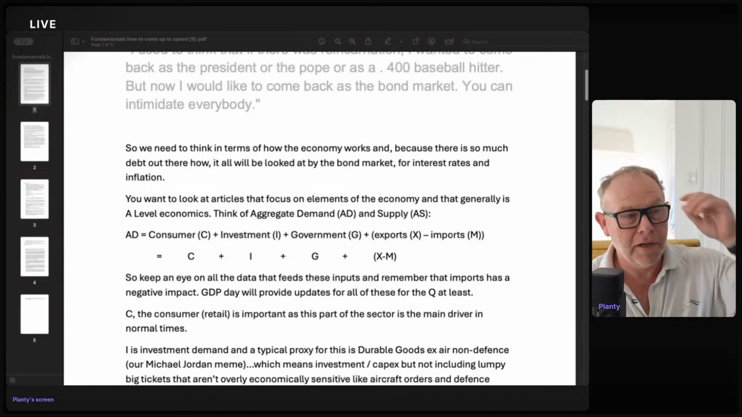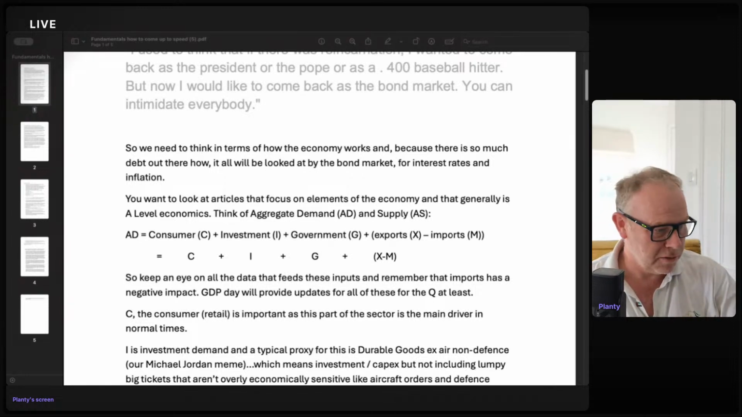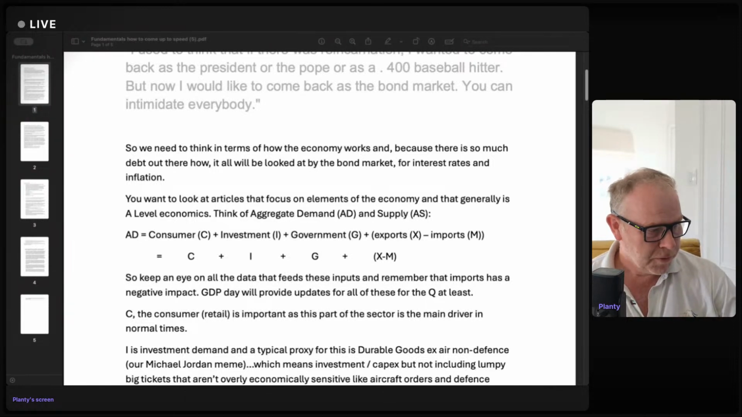Feel free to throw any questions in as we go, but I'll just work my way through it otherwise. So aggregate demand is the consumer, which is the C, versus investment, I, plus government spending. And then it's all about exports minus imports. What is the net trade balance in an economy?